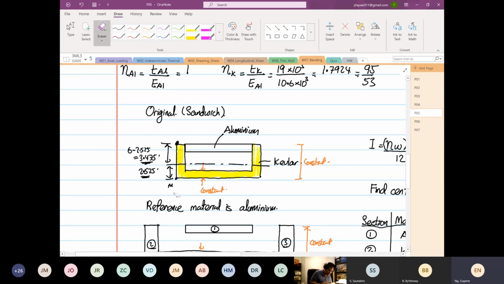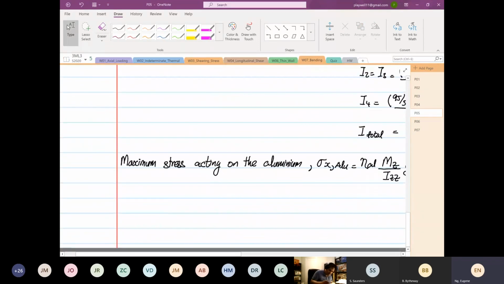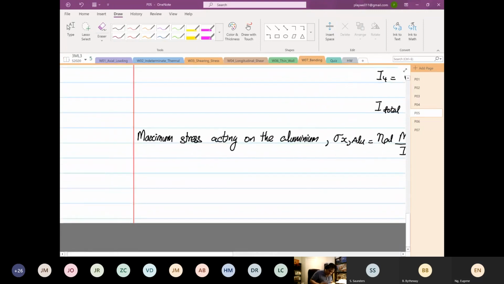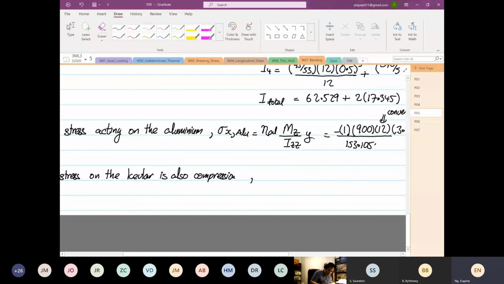So the bottom one will not be the maximum. You pick the top one because this distance is the highest, right? So this is where we do the maximum stress. On the Kevlar it is also compression at the top, right? So we are going to do stress X, Kevlar.